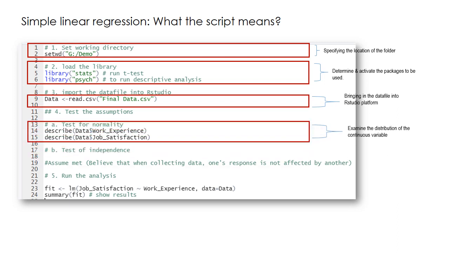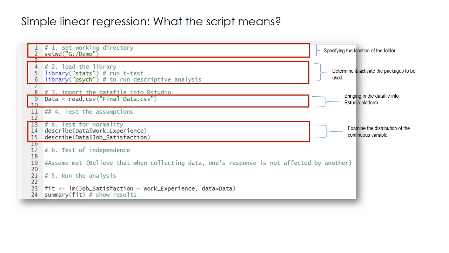So the next step is to test for assumptions. You have to test for the normality of the variable. If you have 2 or 3 continuous variables, you run the normality check for all the continuous variables. In this case, I have 2 variables. Both are continuous: work experience and job satisfaction. So my ultimate goal is to predict someone's job satisfaction based on their years of working experience.